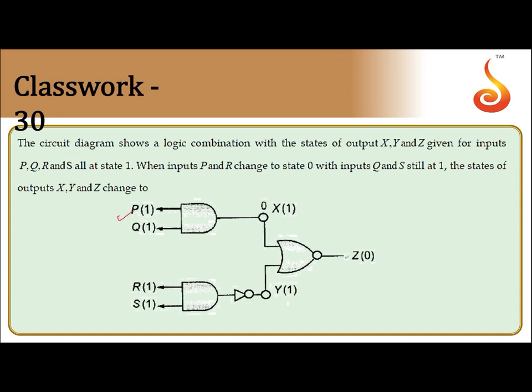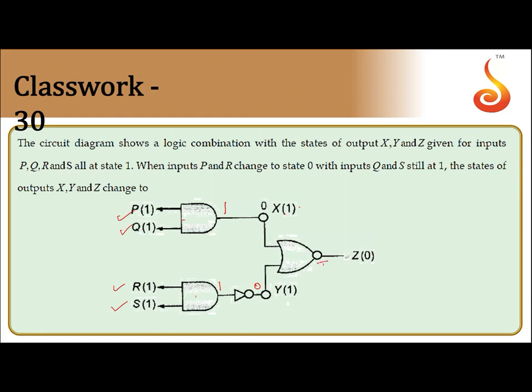Initially P is 1, Q is 1, R is 1, S is 1, and this is AND gate. So output of this will be 1, output of this will be 1. There is NOT gate, so this will become 0. So X will be equal to 1, Y will be equal to 0. Then this is your NOR gate. If it is OR gate, 1 plus 0 will give you 1. Since it is NOR gate, you should get 0 here. So this is what you are supposed to get.